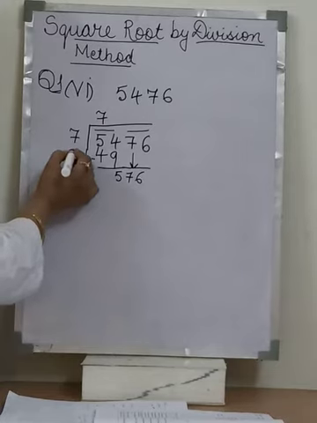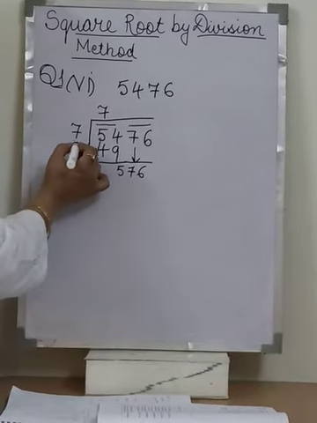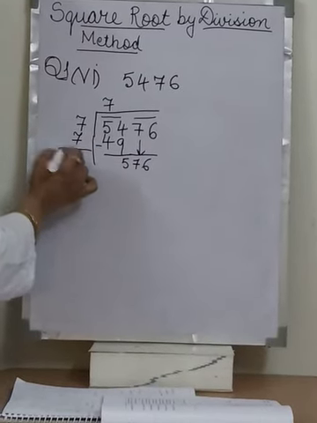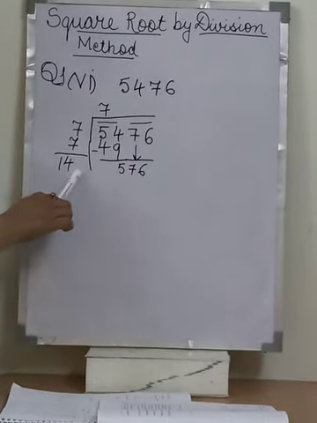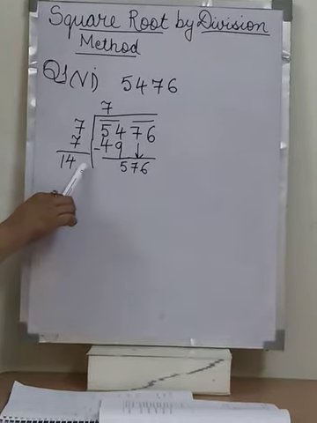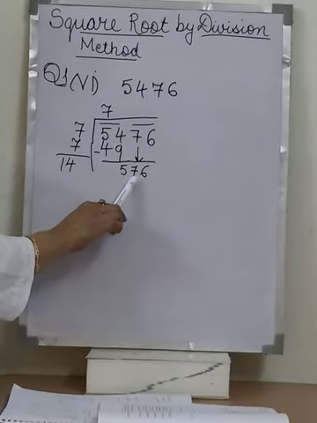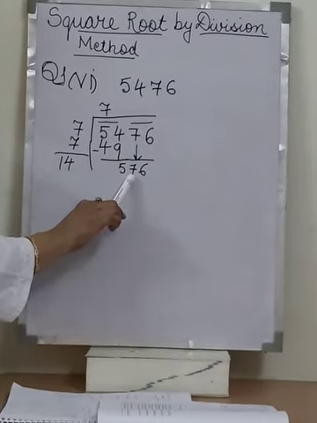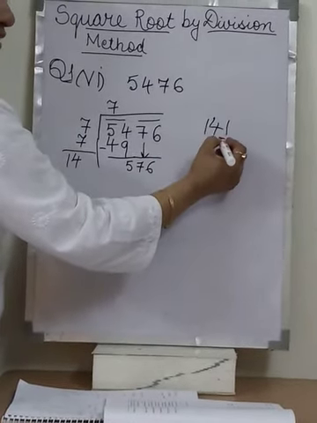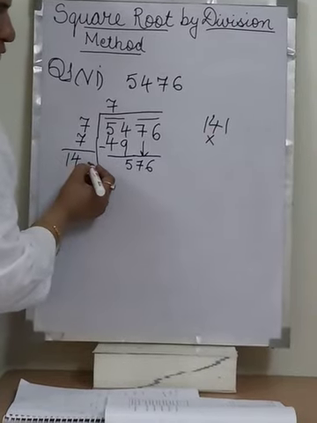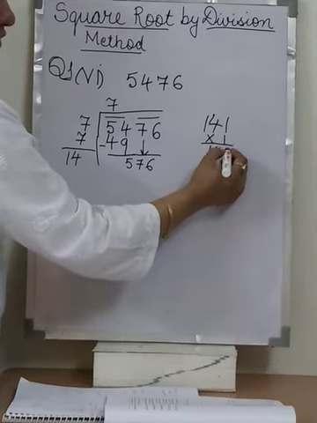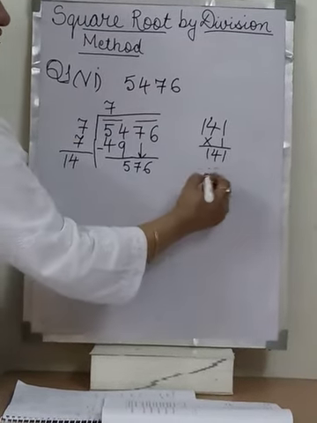Now we look for the new divisor. For a new divisor we add the 7 here. It will become 14. Okay children. Now we have to place any one number in front of 14 so that it is nearly equal to 576, or it may become exactly 576. So if I write 1, whatever number we are going to place in front of 14, the same number we are going to multiply it with. So what will you get? 141, which is far less than 576.